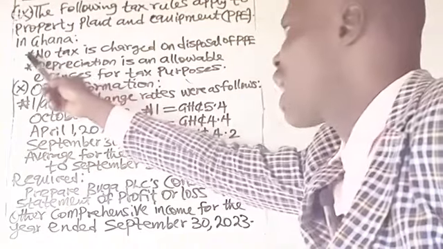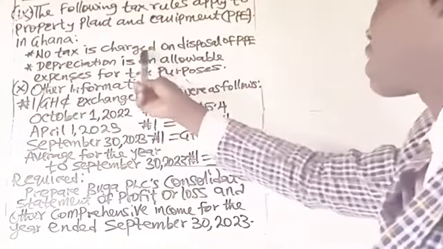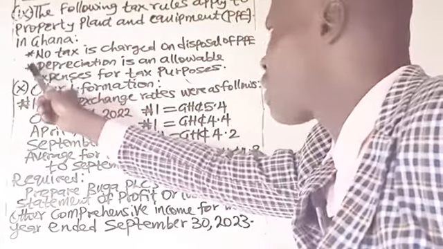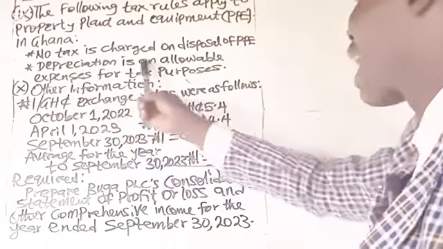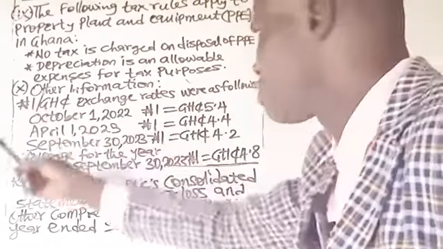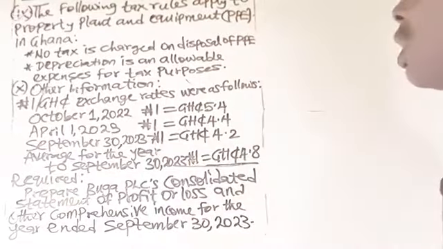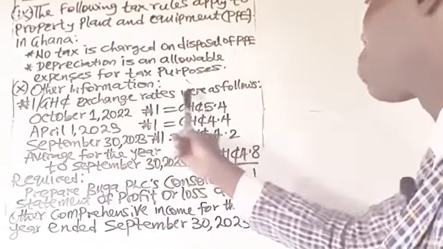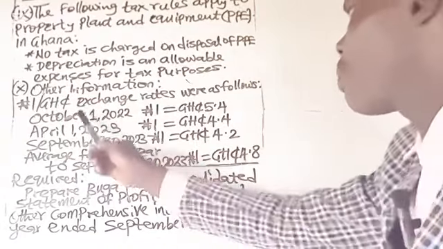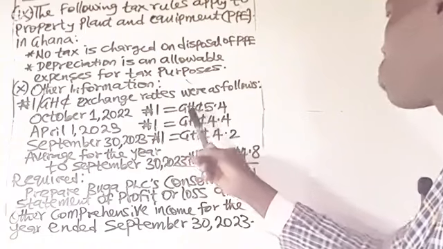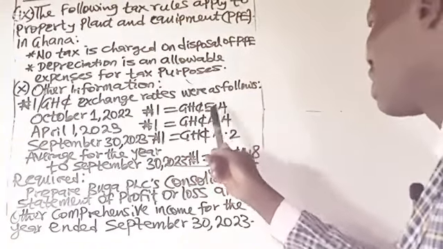Note 9. The following tax rules apply to property, plant and equipment (PPE) in Ghana. The first asterisk, no tax is charged on disposal of PPE. The second asterisk, depreciation is an allowable expense for tax purposes.